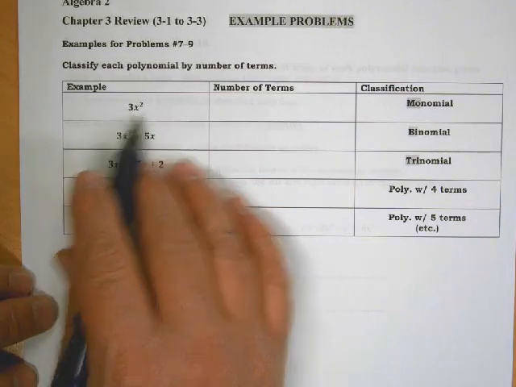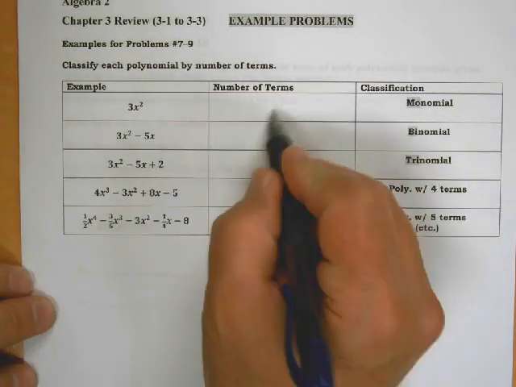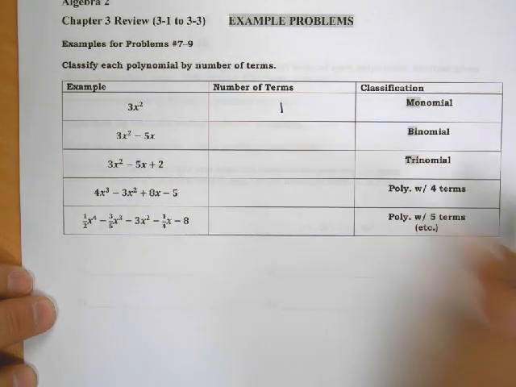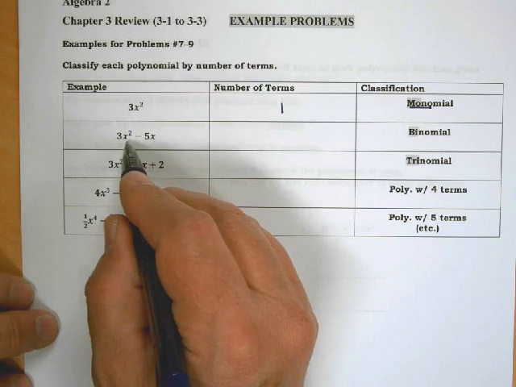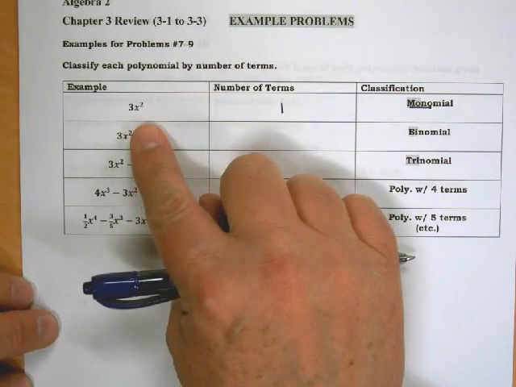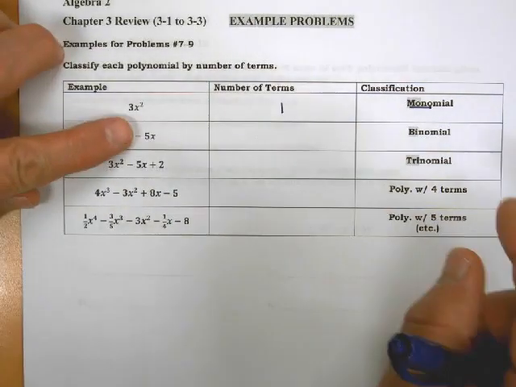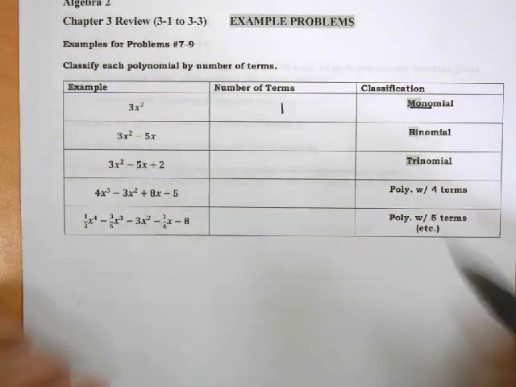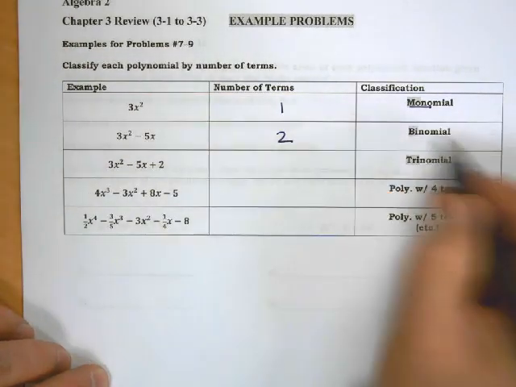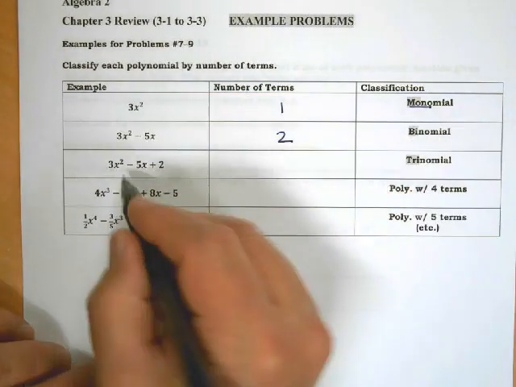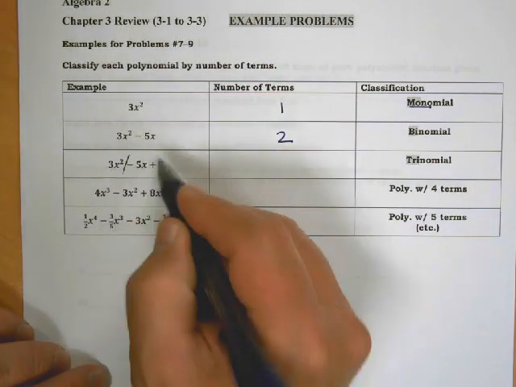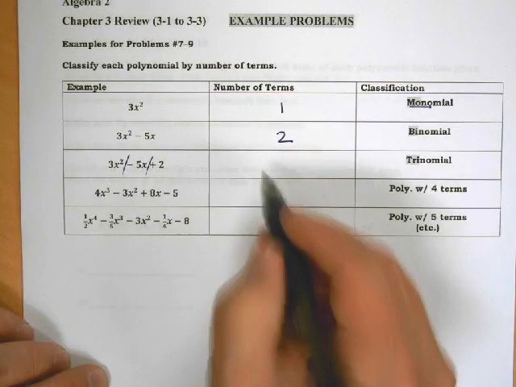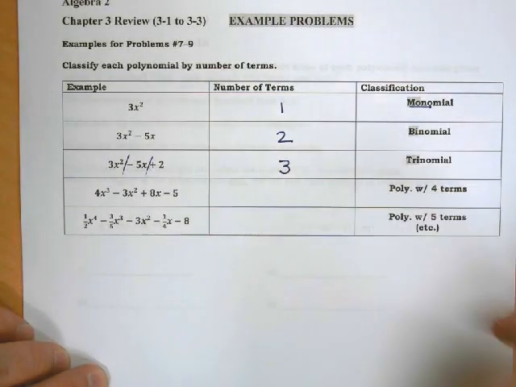When there's one term, it's called a monomial, and mono means one in Greek. All right, and when there's two terms, here, let me show you the terms separately, 3x squared and minus 5x. When it's got two terms, it's called a binomial. And when there's three terms, you can separate them by putting slashes in front of the plus and minus signs. Then it's called a trinomial.